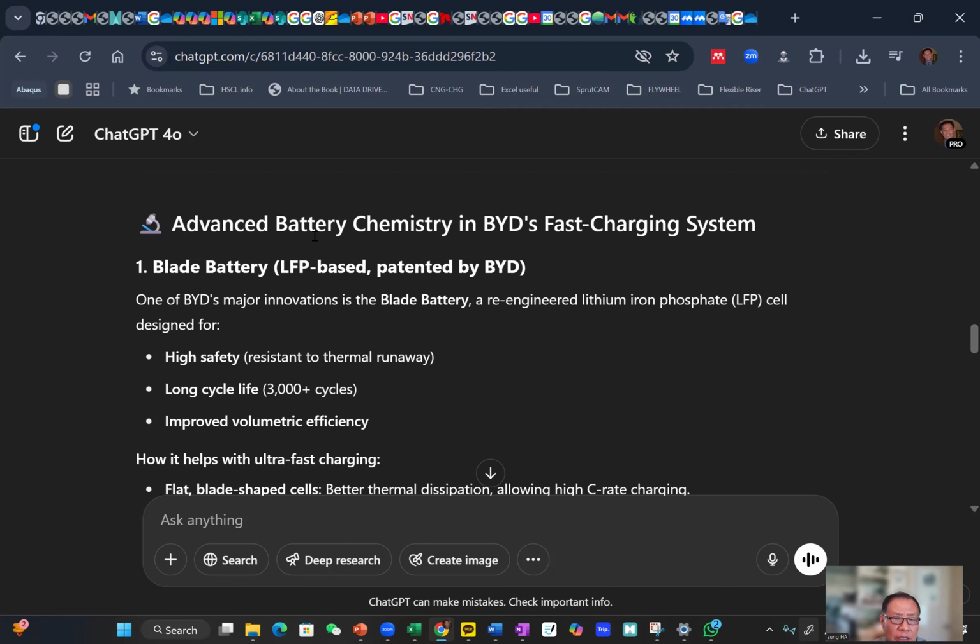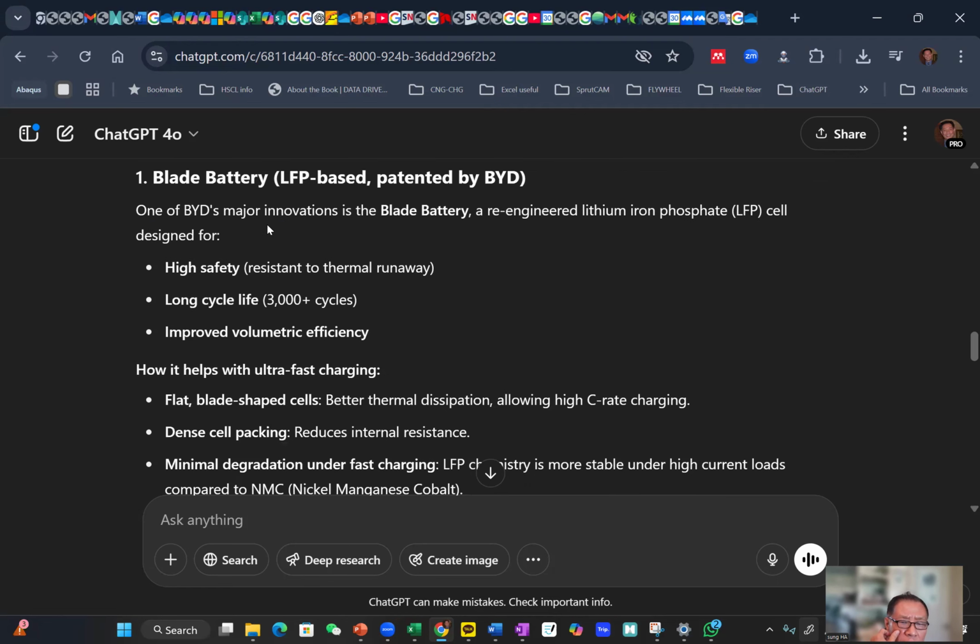Anyhow, the advanced battery chemistry in BYD fast charging is the blade battery, LFP-based, patented by BYD. One of BYD's major innovations in the blade battery is a re-engineered lithium iron phosphate LFP cell design, with high safety. Yeah, LFP is known as very safe, safer than NCM, nickel cobalt manganese based batteries, very high safety.